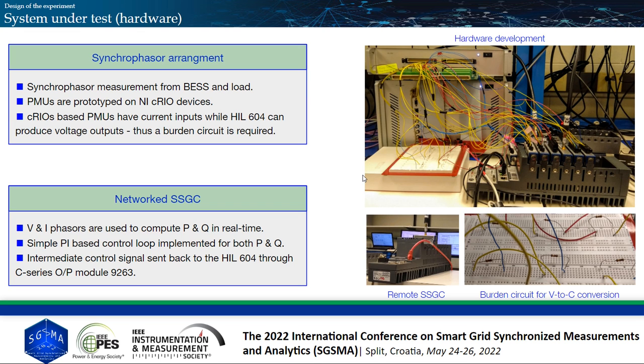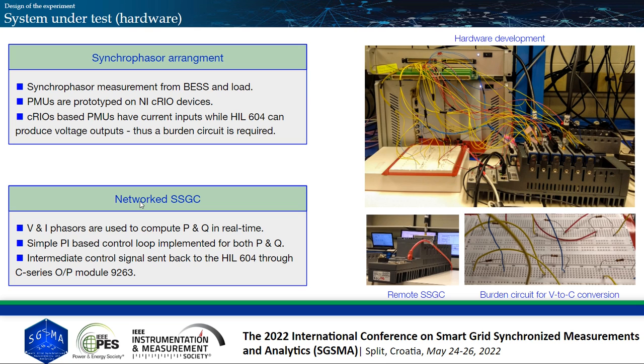individual PMUs. Now the PMUs are configured to take both current and voltage inputs, but our real-time simulator can only produce voltage inputs. That's why we needed a V2C conversion, or needed a barrier circuit for V2C conversion.